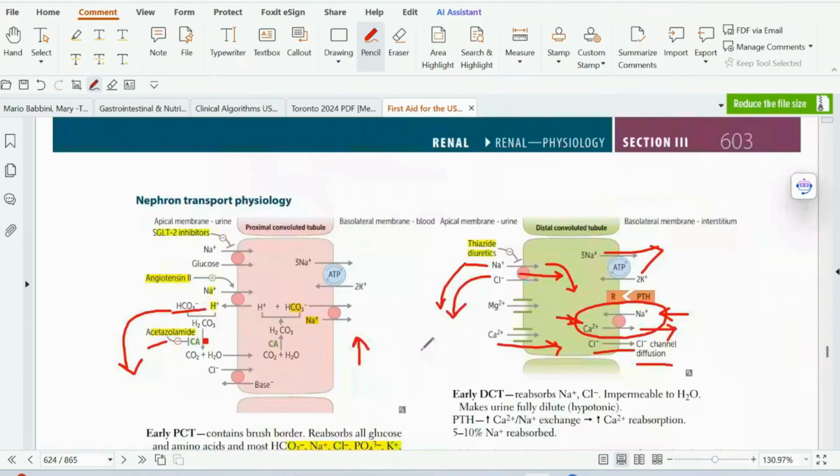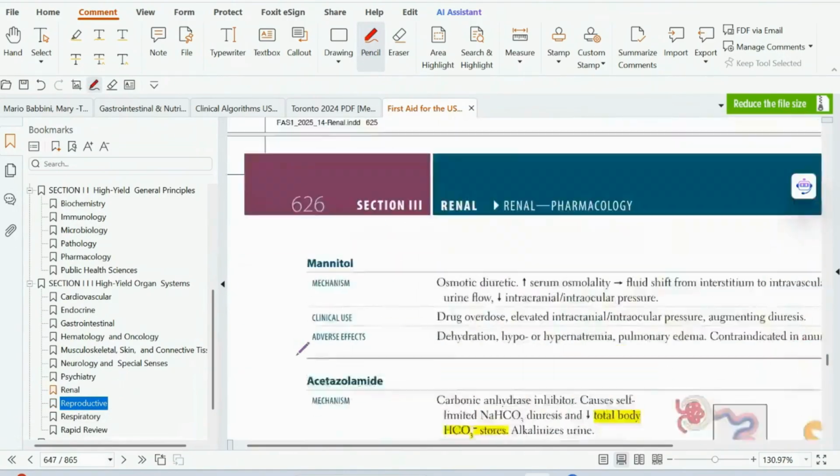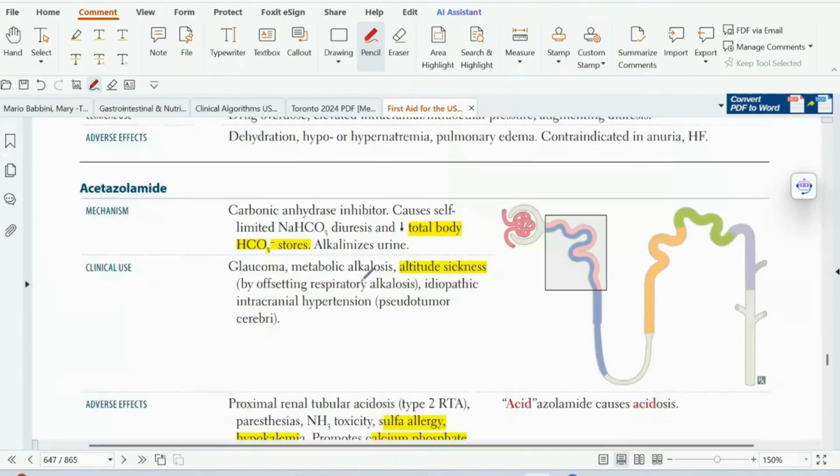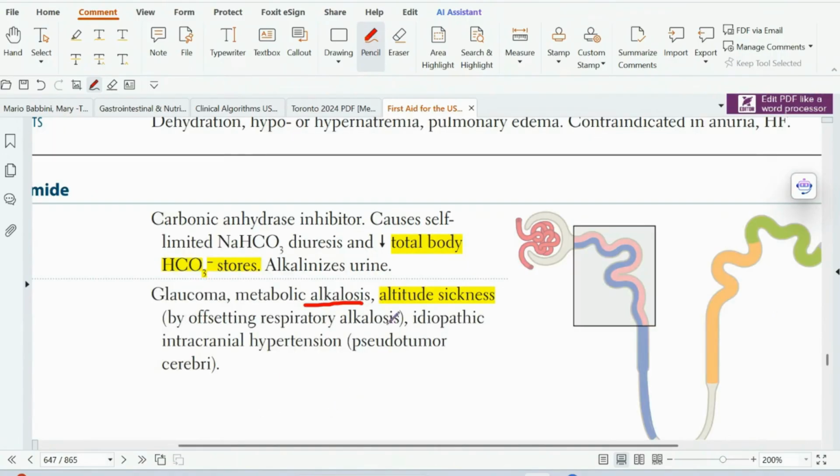So just to revise the diuretics for a second, one of the uses for acetazolamide is metabolic alkalosis. Why? Because the carbonic anhydrase inhibitor will get rid of the bicarbonate. It will allow you to reduce your alkalosis. Same with altitude sickness.